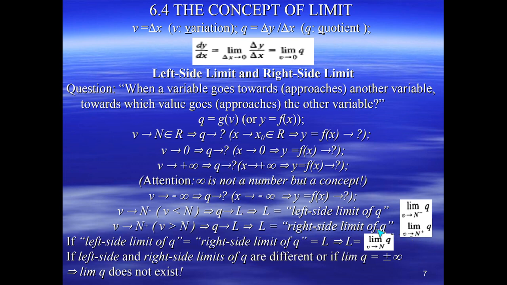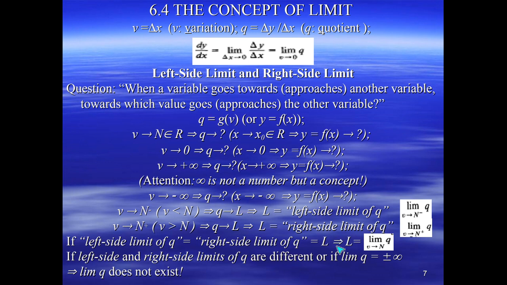Limit of q when v goes to n plus. V goes to n from higher values, then it is the limit of q when v goes to n plus. This is the right limit. The limit of q when v goes to n minus is the left limit. If these two limits are equal, it's the same L, left side limit or right side limit. One uses the left side limit more than the right side limit. If both left side and right side limits of q are equal, then this value L is called the limit of q when v goes to n. So they should be equal and have a value, not be infinity.